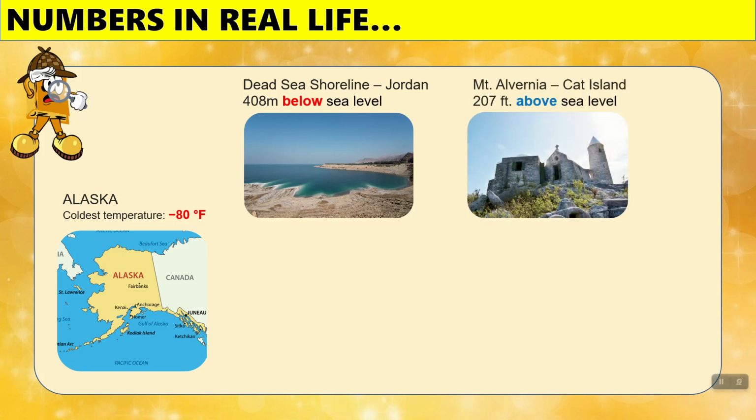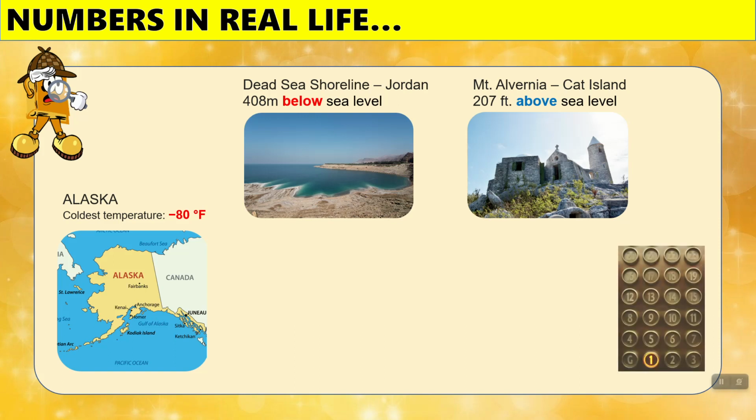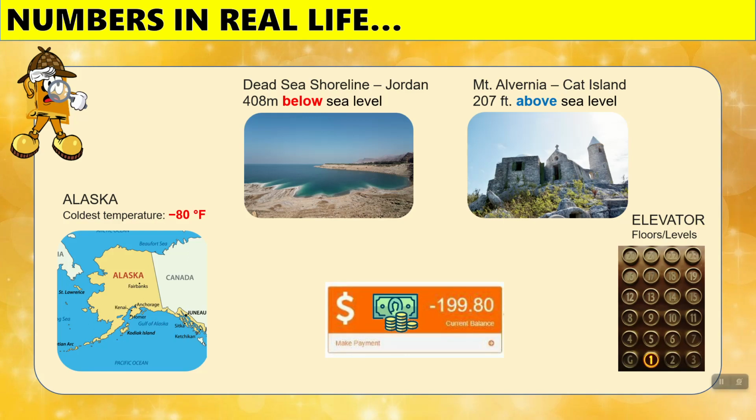Here is Cat Island, Mount Alvernia, and it is 207 feet above sea level. So 207 is a number, and it is above sea level. Take note of that also. Here are some numbers on an elevator, and we know that we can go up and down the elevator depending on what floor we choose. And here is a bank balance at RBC. The current balance is negative $199.80. What does that mean?